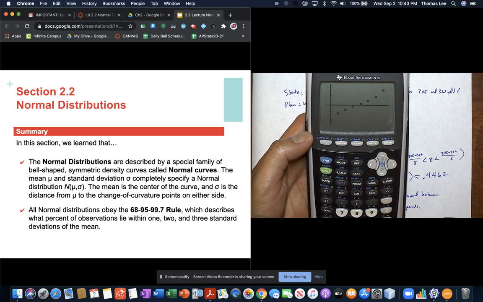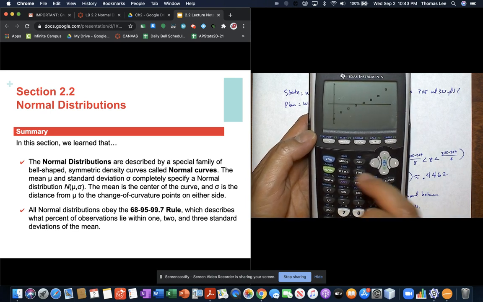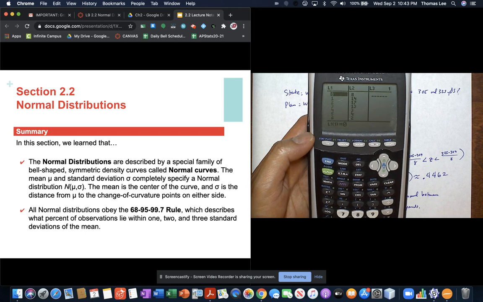Zoom in. Ooh, very linear, like extremely linear, right? Why would this be so linear? Well, let's look at my data. Stat edit. List 1, 0, 1, 2, 3, 4, 5, 6. Yeah, that better be pretty linear, right?